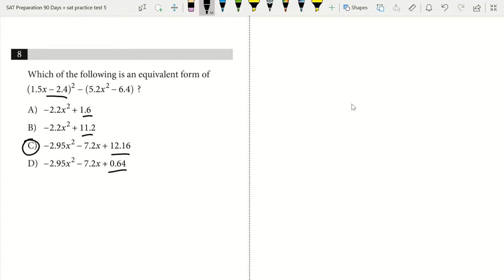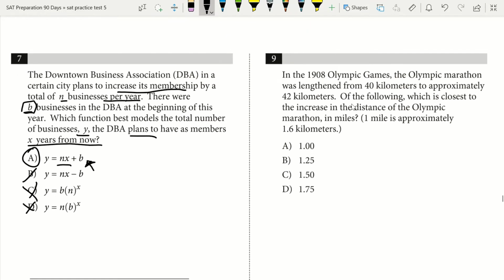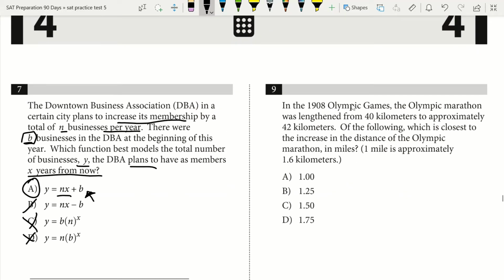Okay, I plugged that all in my calculator. Keep in mind I just did 2.4 squared, and then I got a negative times a negative. That's going to be plus 6.4. That gave me that positive 12.16 on my calculator. So my answer for 8 then is going to have to be answer choice C. All right, number 9. In the 1908 Olympic Games, the Olympic marathon was lengthened from 40 kilometers to 42 kilometers.